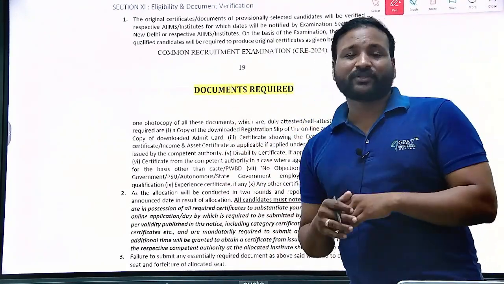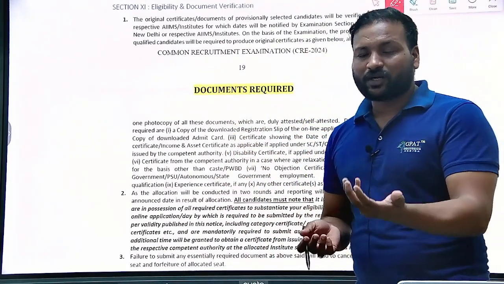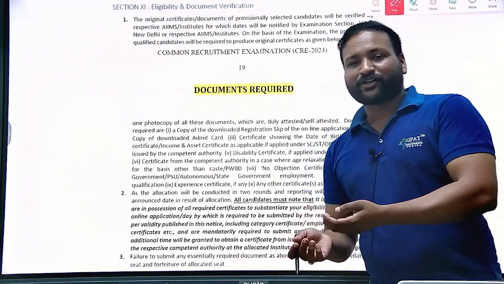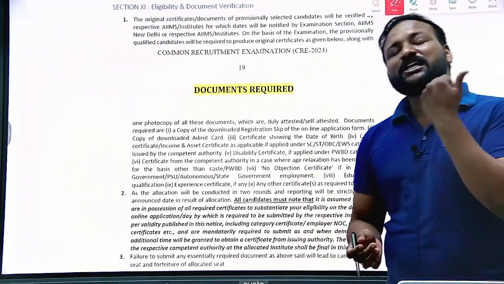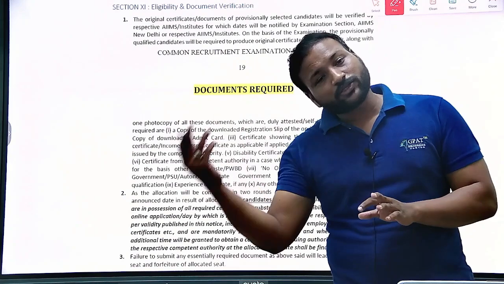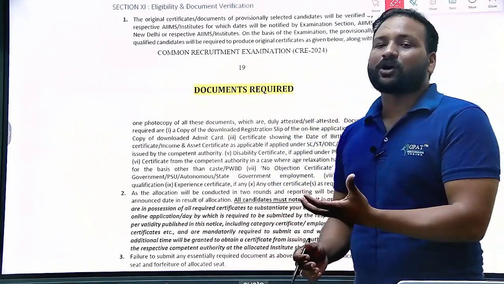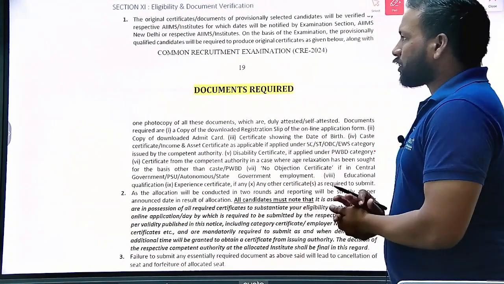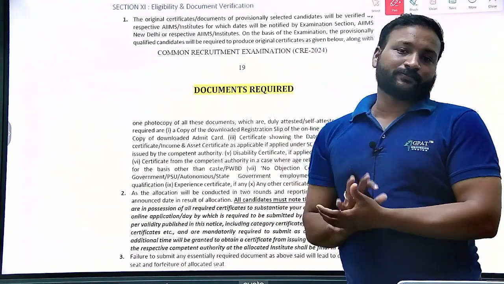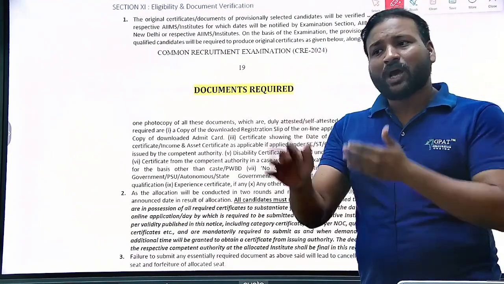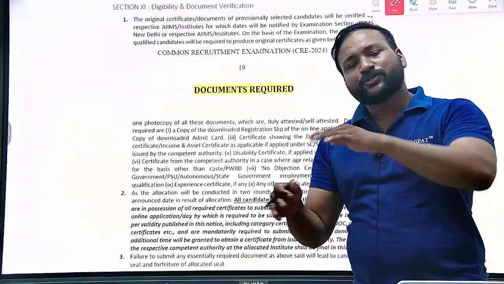Okay, so they'll call for the document verification if you got the seat or the post. Then they check your eligibility and also verify your documents. For that reason, you need to carry some original documents. Original documents are thoroughly verified by AIIMS New Delhi or whichever AIIMS institute you have applied to. Only then will they verify.